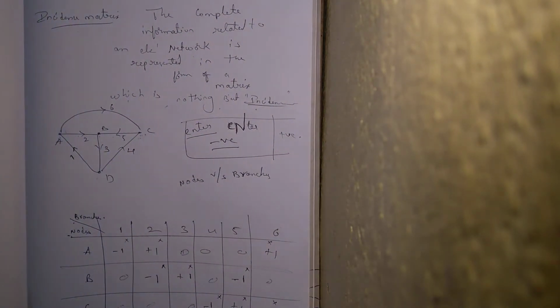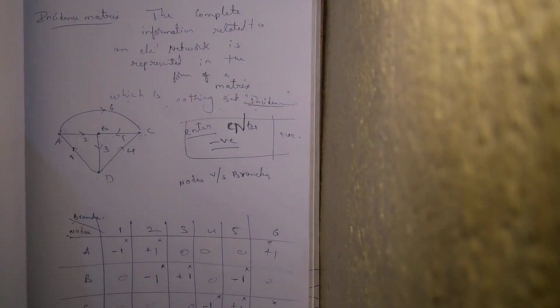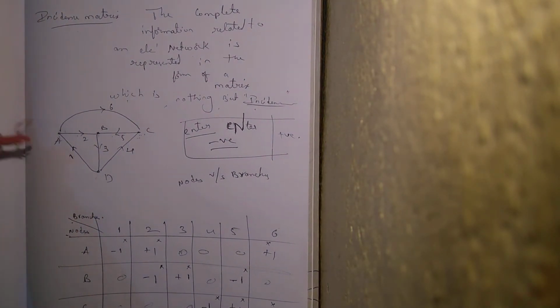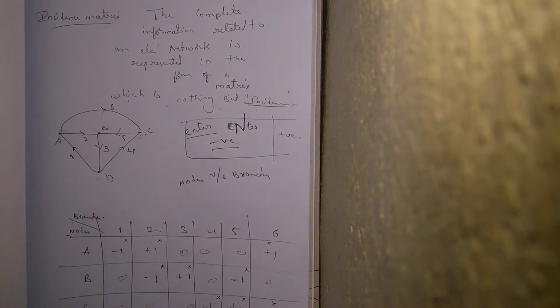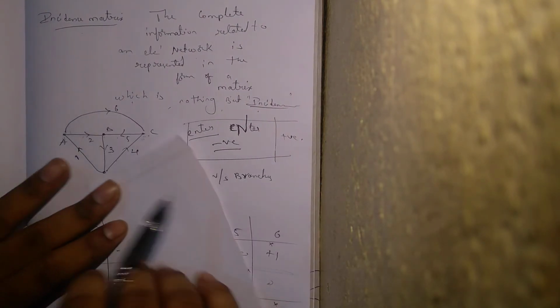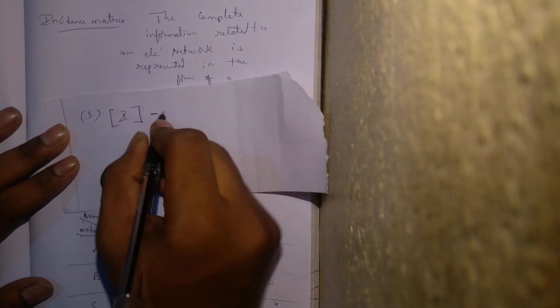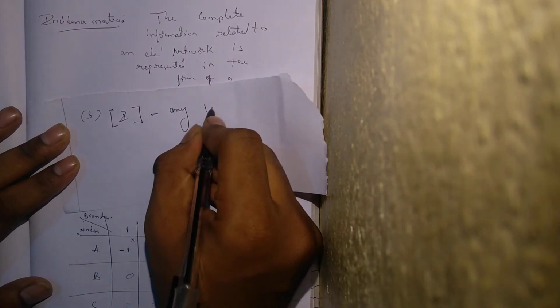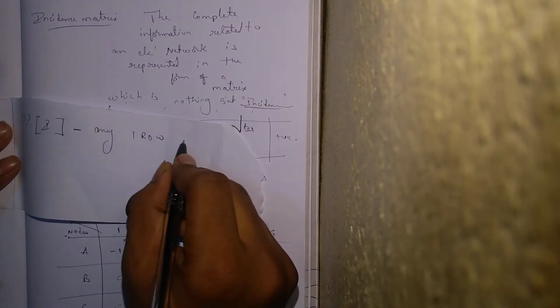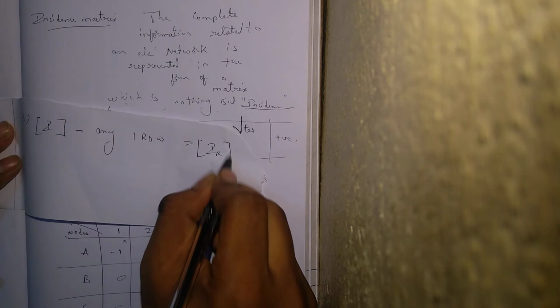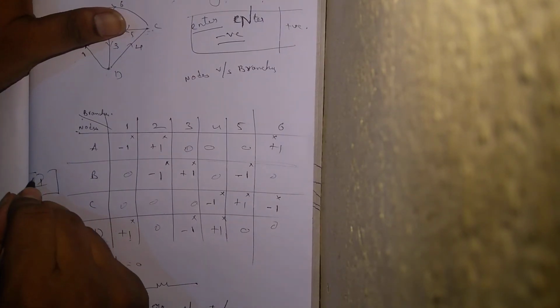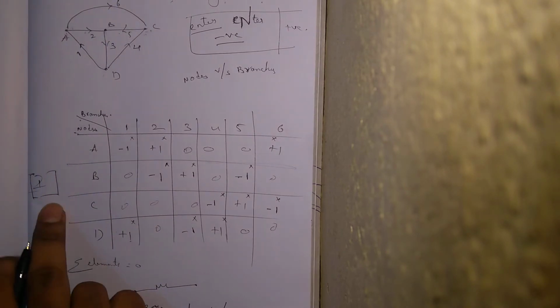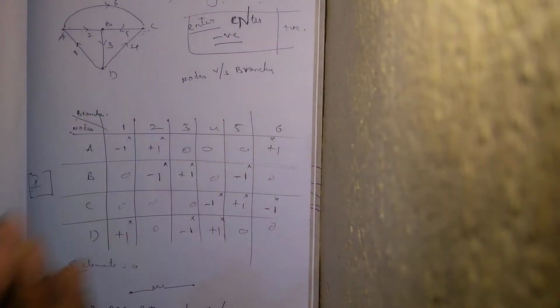which is very, very important. I'll just get a paper for you. I don't want to skip to the next page, so I'll discuss the third property on this paper. The third property is this one: I minus any one row is equal to IR. This is your I, the so-called I. I means the incidence matrix.